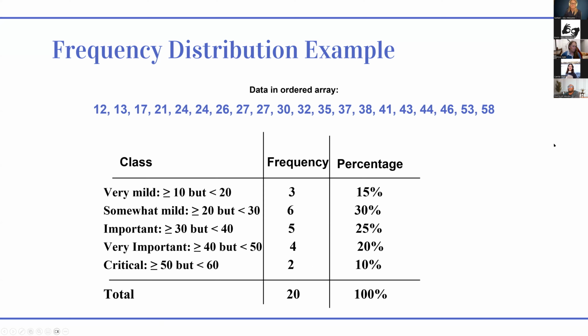So this is what will be called a frequency distribution table. When you want to see how frequently something happens, not too difficult, right?